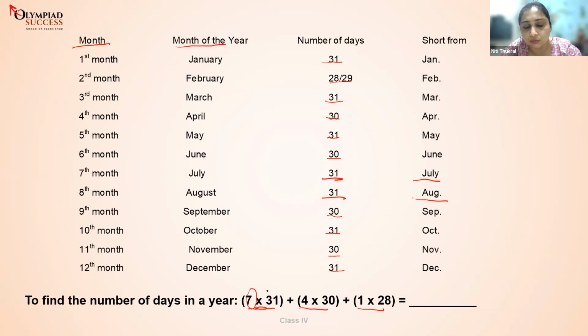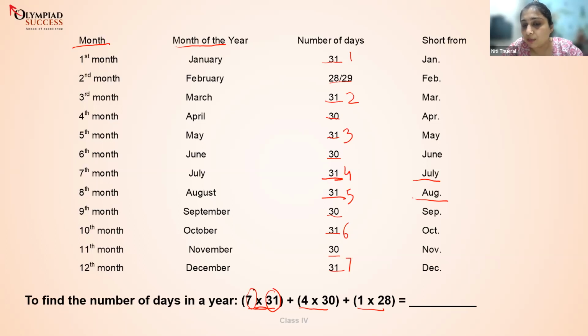Weeks? No, no, no. There are no 31 weeks. Days of the week? No. See, there are 7 months with 31 days. 7 is the number of months. Count it. 1, 2, 3, 4, 5, 6, and 7. Right? So there are 7 months which have 31 days. So we are multiplying 7 with 31.